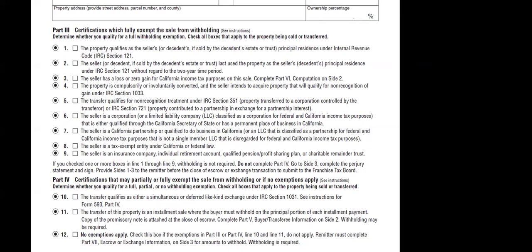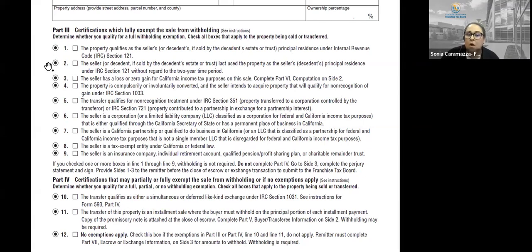So number 2 is actually if it's a trust, am I correct? No, it has nothing to do with that. It's the seller, or the decedent if being sold by the decedent's estate or trust. It can be an individual. It's applying to both. If it's my current principal residence at the time of sale, I can meet an exemption, but it doesn't matter how long it's been my principal residence. It could be my principal residence for the last 9 months, and that's okay.